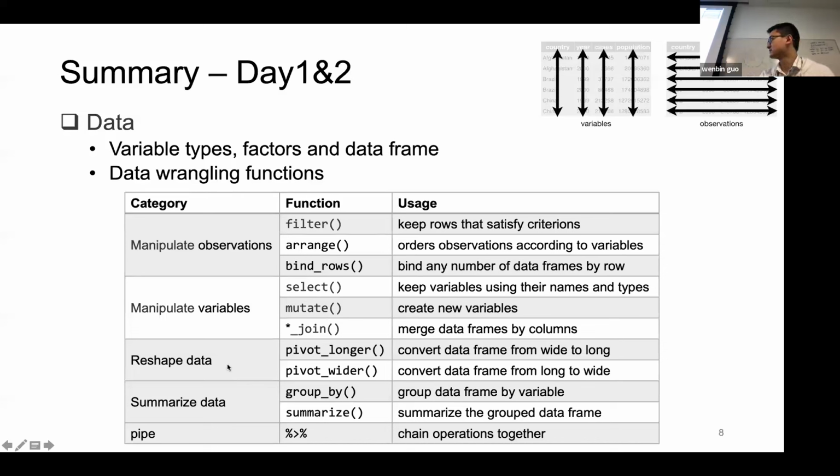And also we have reshape, which tries to convert the data from long format to wide format or vice versa. And we can also summarize the data to get some kind of statistics. For example, you want to calculate the group mean or even the group variance. You simply group by the variable first and then summarize by specifying the functions you want to use, like sum or mean, or even SD, which stands for the standard deviation. And lastly, we talked about the pipe, so that we can chain all the functions together. This will make our code look nicer.